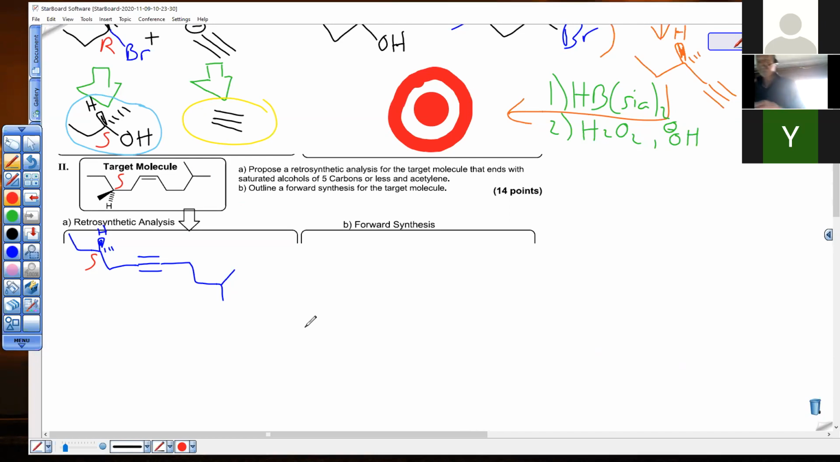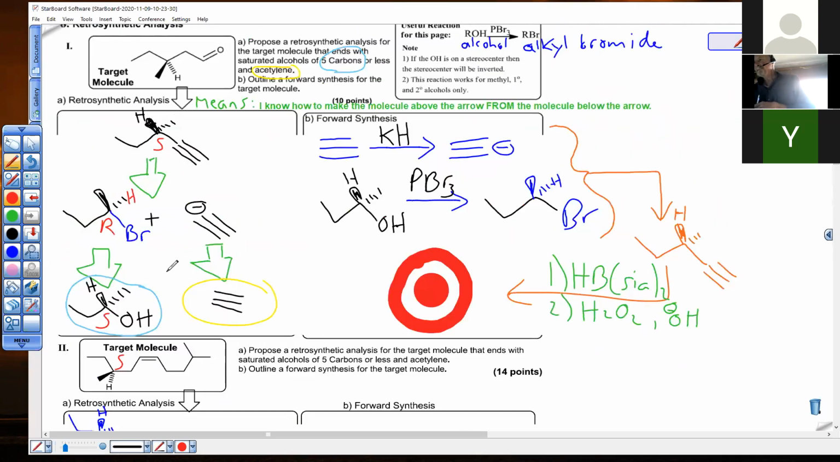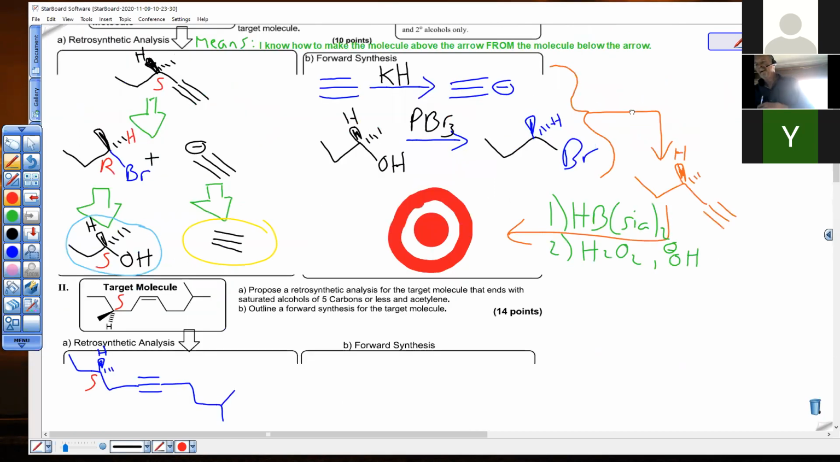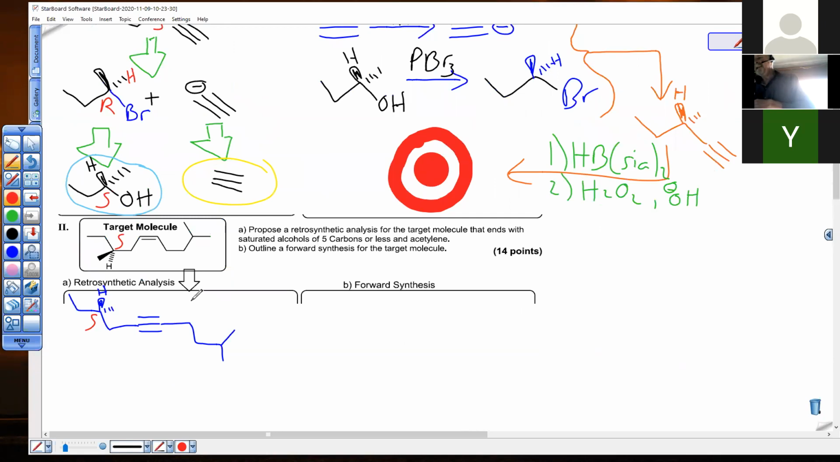All right. Back to reality. I know how to make this cis alkene from this internal alkyne. I know how to make the molecule above the arrow from the molecule below the arrow. I know how to make a cis alkene from an alkyne. Later on, you're going to show me how to do that. Right now, you're just saying, I know these carbons can be made into these. And now you've got choice.